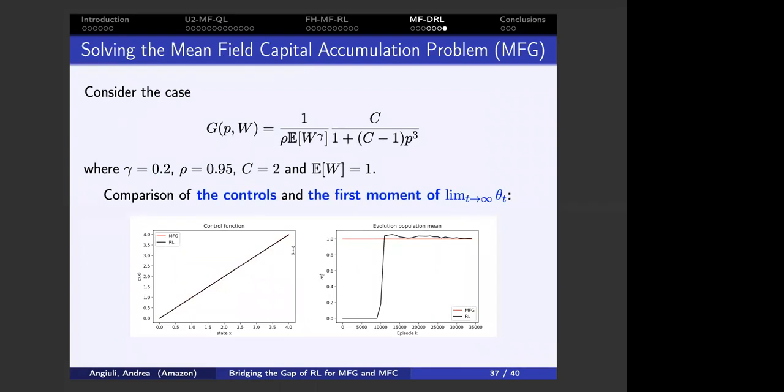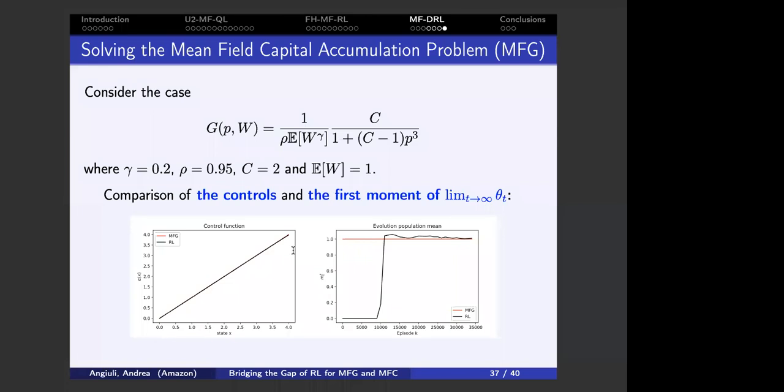Another application of this algorithm was for the mean-field game framework of the mean-field accumulation problem proposed by Wang. In his paper, in particular, there is also the solution of the infinite horizon problem. And we take the same example discussed in the paper, and we were able to approximate the solution both in terms of the control function and in terms of the first moment of the limiting distribution of the action, of the law of the action.